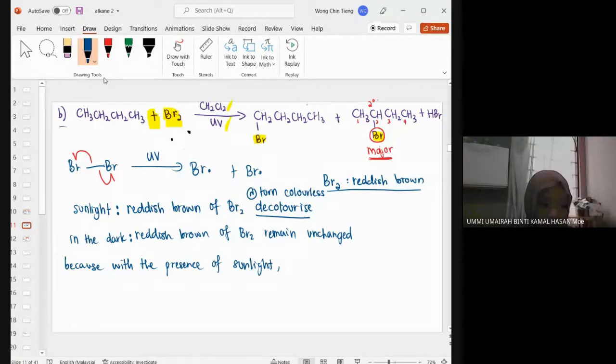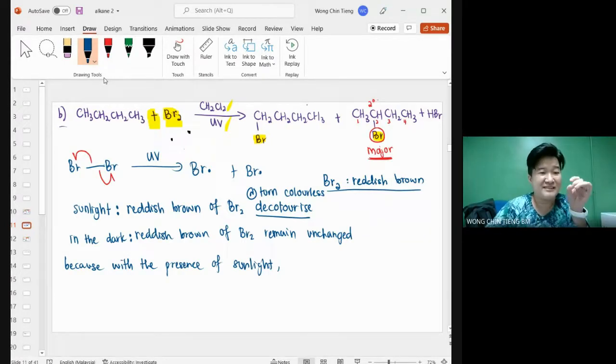Provide energy for homolytic cleavage to form free radical. Okay. Thank you, Umi. Pandai baca jawapan saya. If you look at my sentence consists of 3 different parts. Provide energy first, homolytic cleavage second, product dia apa? Free radical. Saya tak nak apa-apa yang tertinggal.